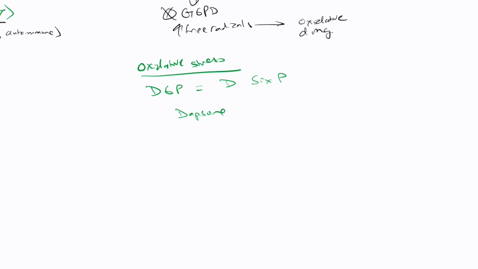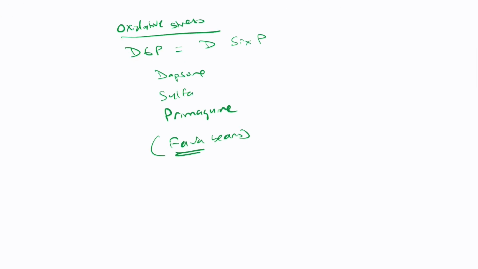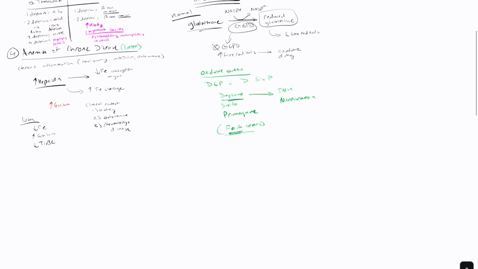Dapsone is for mycobacterial infections, like leprosy. Sulfa drugs, primaquine. There are also fava beans, which are not part of the mnemonic, but I remember that from my Step 1 exam. If you remember dapsone, you can also remember isoniazid. Fava beans, INH, and nitrofurantoin are other ones. These aren't part of the mnemonic, but they're good to remember too, because they can also ask about them.